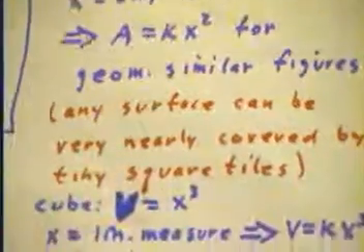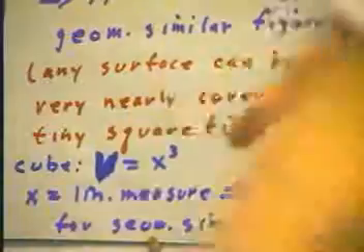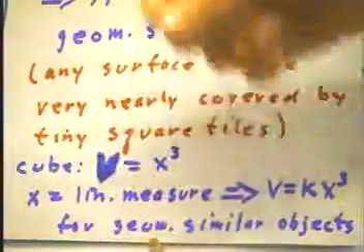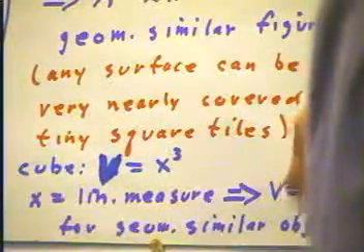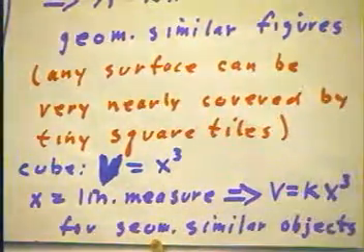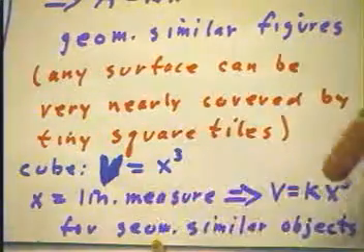Again, among geometrically similar figures, because when we expand geometrically similar figures, the little tiny tiles will expand accordingly. Similarly, for a cube, this horrible looking V stands for volume. We have volume equals x cubed. And if x is any linear measure, then the volume is proportional to x cubed. Volume is kx cubed. This is for geometrically similar objects.